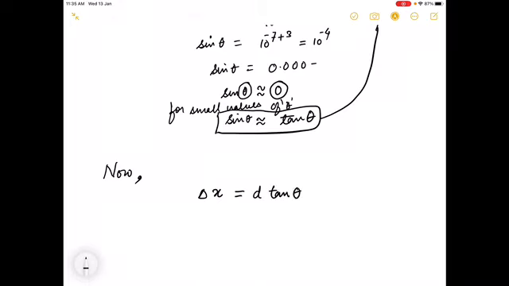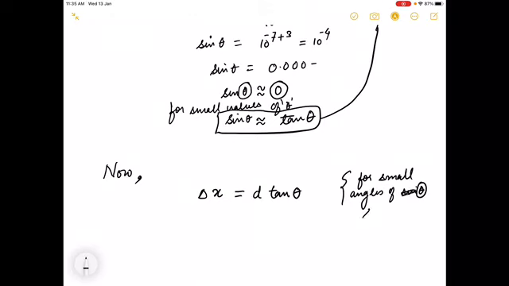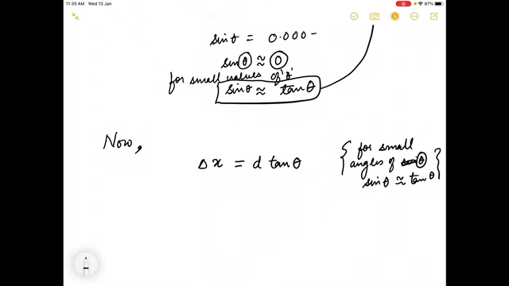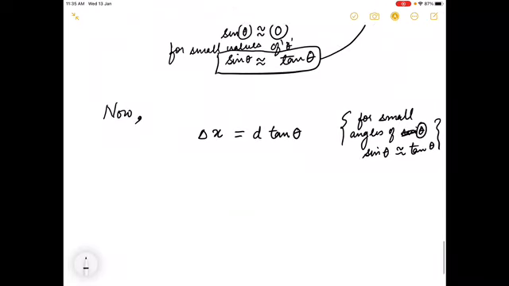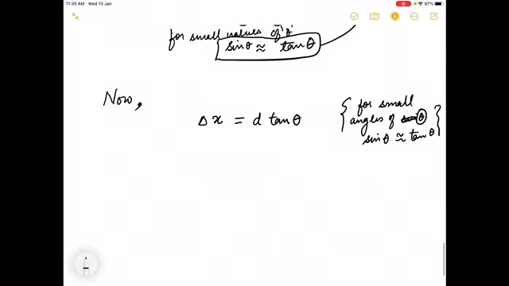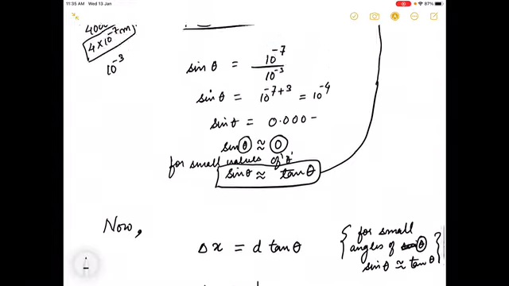Instead of sin, I can replace it, because for small angles of theta, sin theta can be written as tan theta, right. I hope everybody agrees with this statement, right. I hope that is clear. Okay, now if that is true, let's move forward. Very important, I can write my del x as d times tan theta. Now what is the value of tan theta?